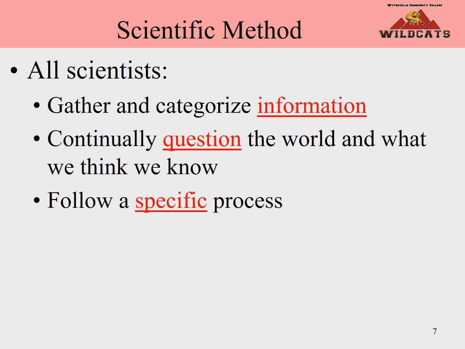So, scientific method. Okay, all scientists gather and categorize information. We want to have an understanding of the world, and we continually question the world on what we think we know. And this method follows a specific process. And in the past, you've probably been taught a very formal step-by-step process. And science doesn't always follow that specific process, or any one specific process, but it follows a process that all scientists can agree is how to answer a question or to solve a problem.